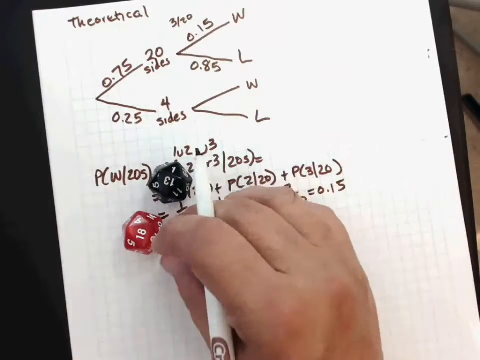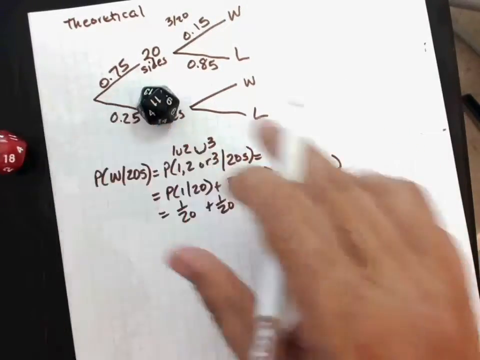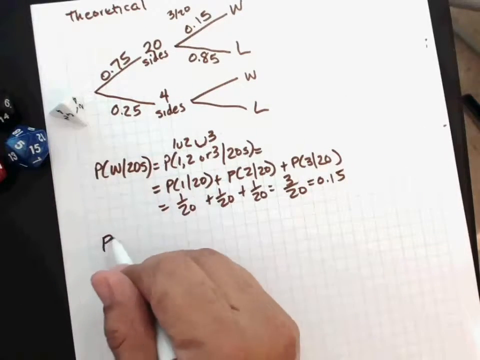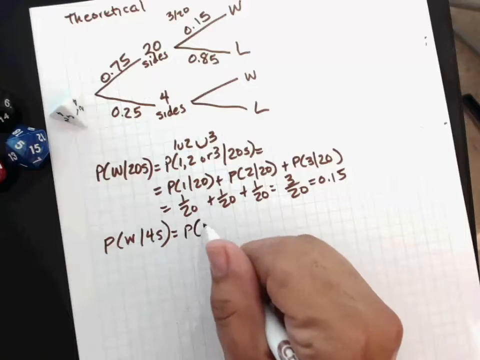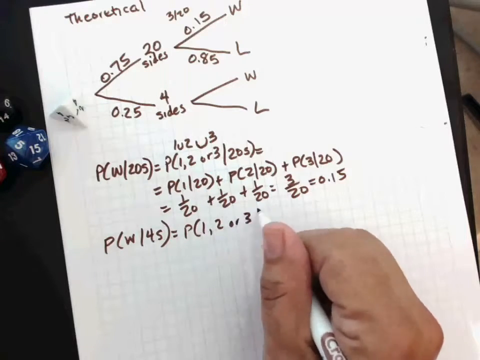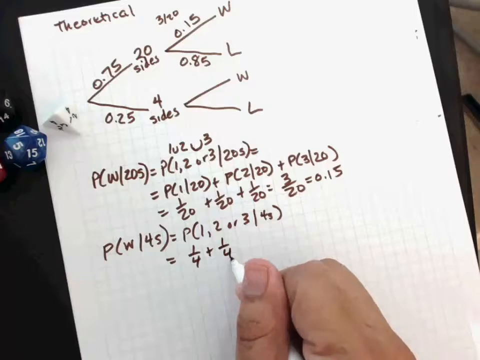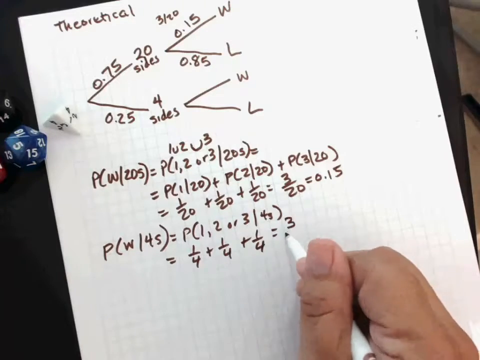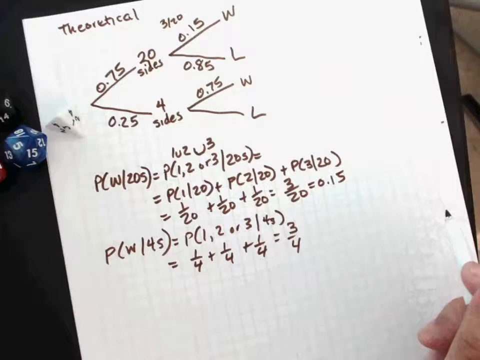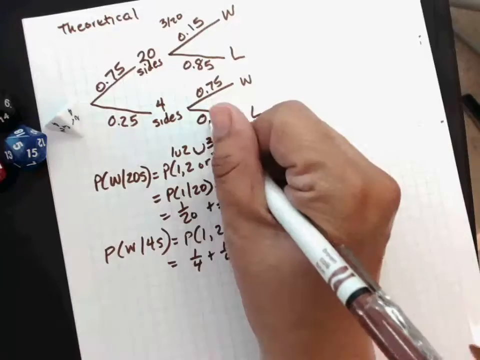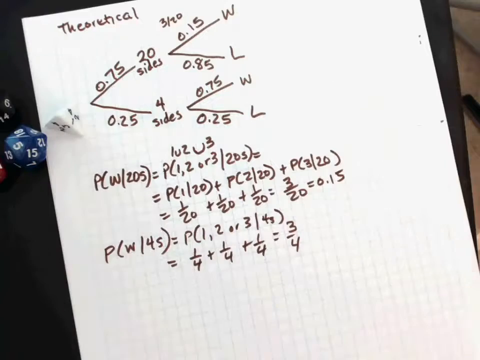All right. Let's look at the 4-sided die. Well, what's the probability I'm going to win here? Well, the probability of winning in theory, given I have a 4-sided die, is the probability of a 1, a 2, or a 3, given I have a 4-sided, which means I've got 1 out of 4, plus 1 out of 4, plus 1 out of 4. 3/4, or 0.75. So 75% of the time, I should be winning with the 4-sided, and 25% of the time I expect to lose.